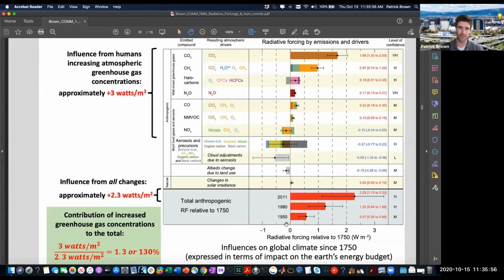So here's how the actual math works. If you add up all these numbers, these little watts per meter squared here, you get about 3 watts per meter squared. And if you look at what the total is, it's about 2.3. So if you want to get the greenhouse gas contribution to the total, you just divide this number, 3 watts per meter squared, by the total. And so you get 1.3, or 130%. So more than the total amount of warming is coming from increases in greenhouse gases.